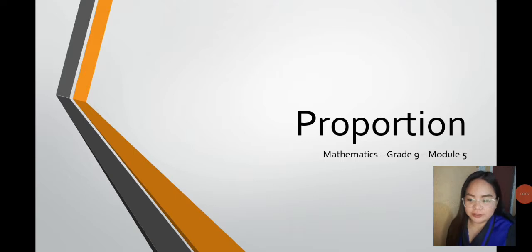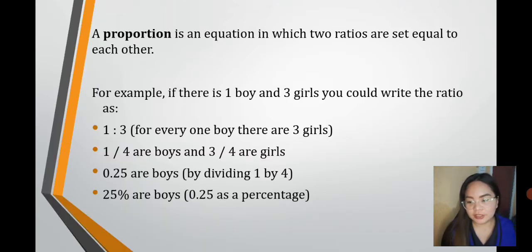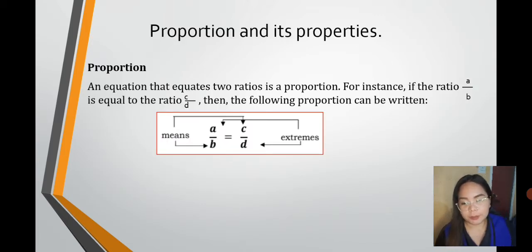Okay, so proportion. A proportion is an equation in which two ratios are set equal to each other. For example, if there is one boy and three girls, you could write the ratio as 1:3. For every one boy, there are 3 girls. Or 1 out of 4 are boys and 3 out of 4 are girls. Or 0.25 are boys by dividing 1 by 4, and 25% are boys. 0.25 as a percentage.